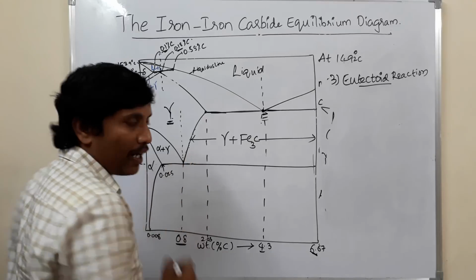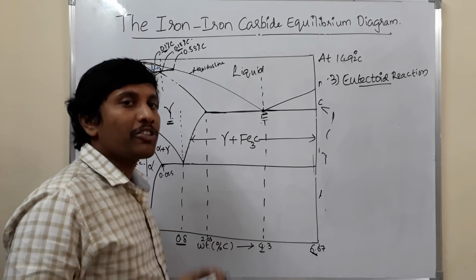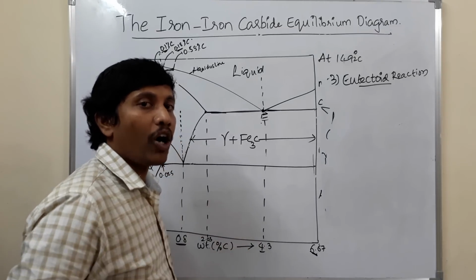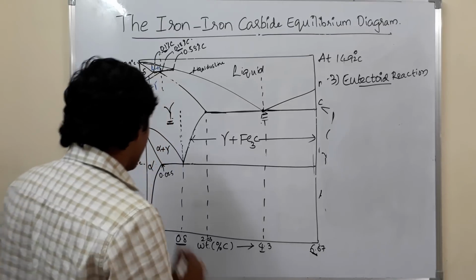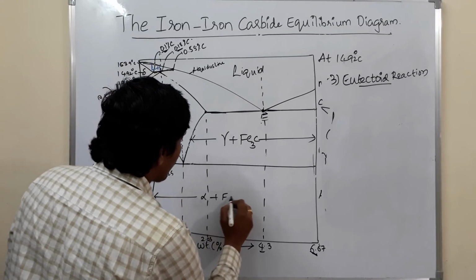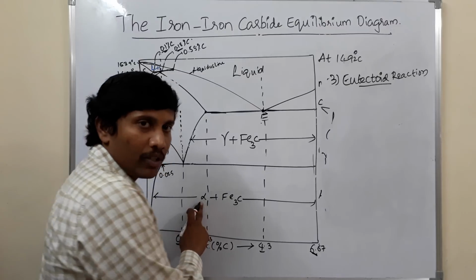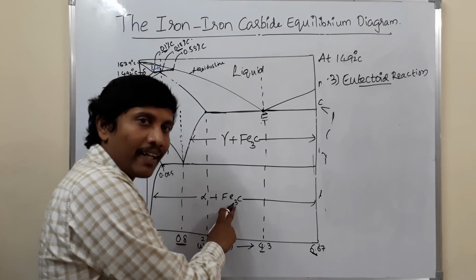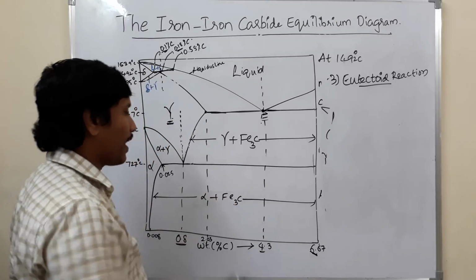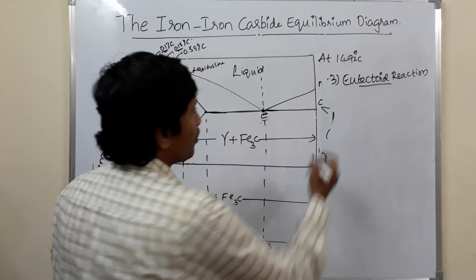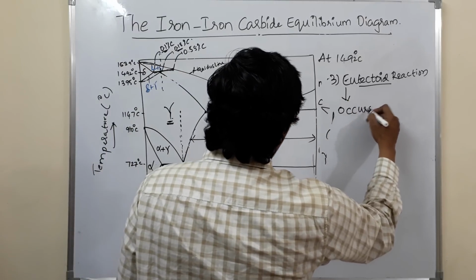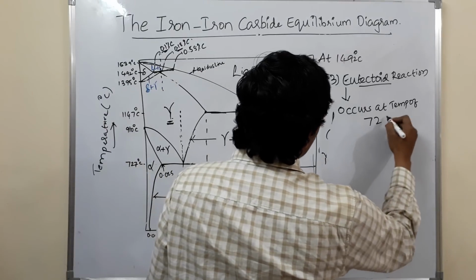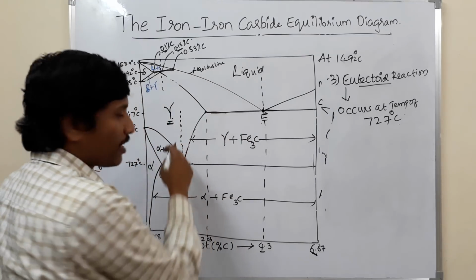Upon equilibrium cooling or slow cooling, the gamma solid solution transforms to a mixture of two solids, called alpha plus Fe3C. What is alpha? Alpha is a solid solution of carbon in iron. Fe3C is an interstitial compound, called cementite. The eutectoid reaction occurs at a temperature of 727 degrees centigrade.